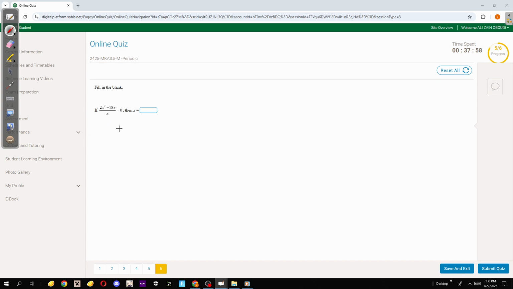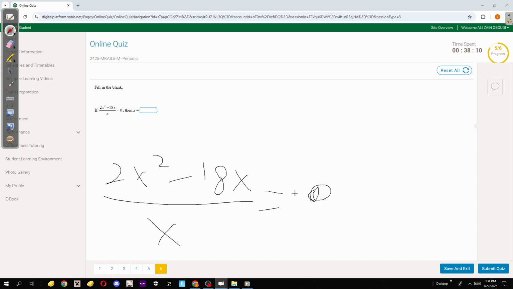For this question, it's really simple. You get 2x squared minus 18x over x equals 0. Since over here it's equals 0, if you ever have a fraction equal to 0, something that you can remember to do is what we did in the previous questions. Cancel out the numerator. How? Simple. Remember, it's divided by x. So if you move it over here, 0 times x, 0. So it's still equal to 0, but you get rid of your denominator. You get 2x cubed minus 18x equals 0.